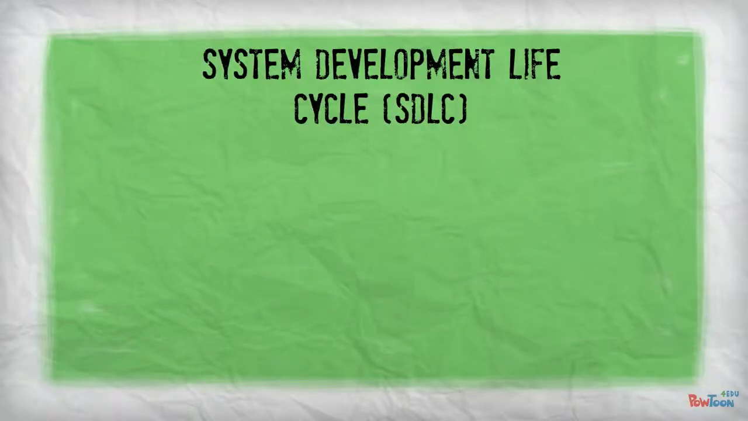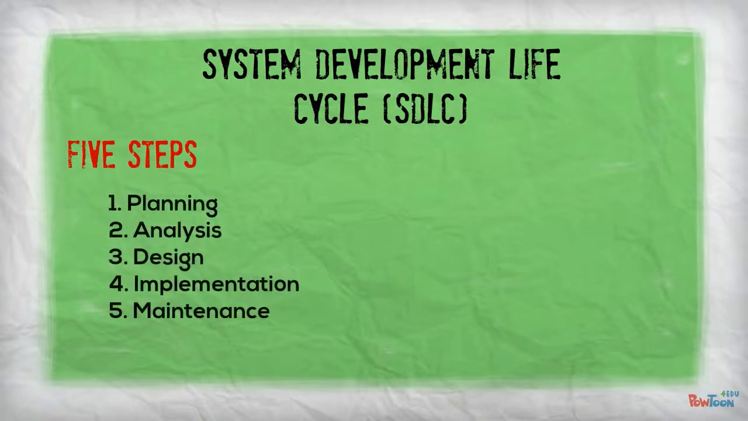The systems development lifecycle consists of 5 steps: planning, analysis, design, implementation, and maintenance. Now I hand it over to Dakota to explain.